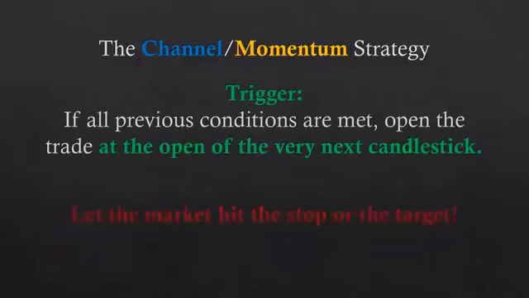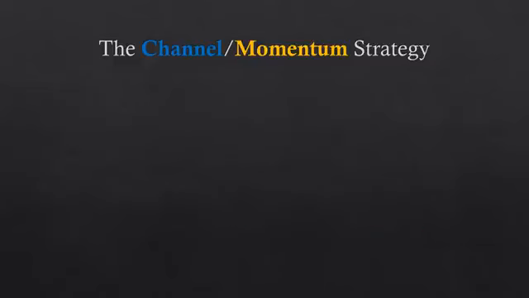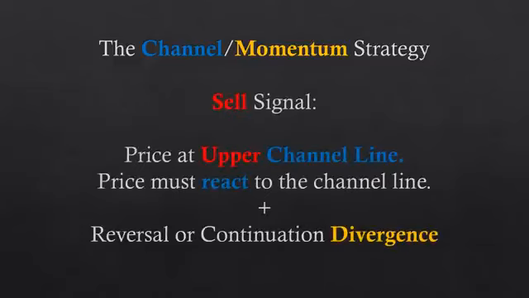You are not supposed to move the stop and target orders when the trade is opened. You either let the market hit the stop or hit the target, otherwise this strategy will not work. For a sell signal, price will hit the upper line of the simple channel.